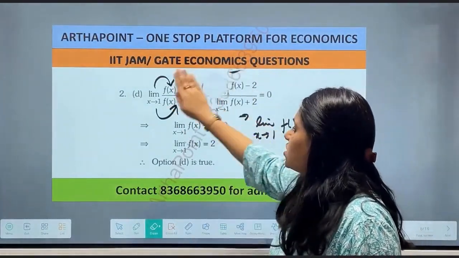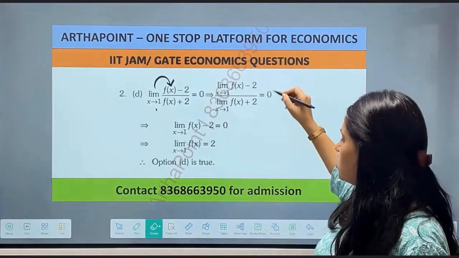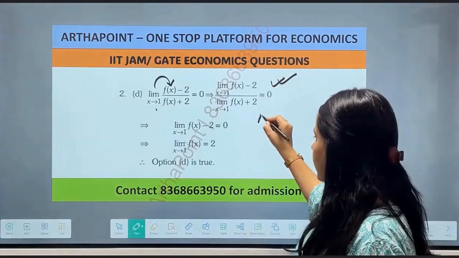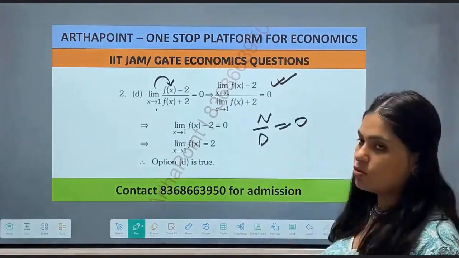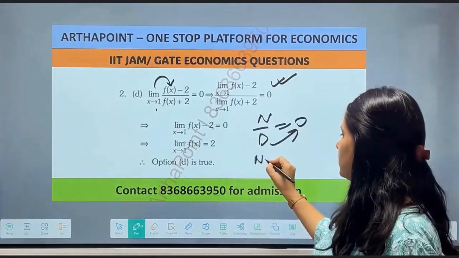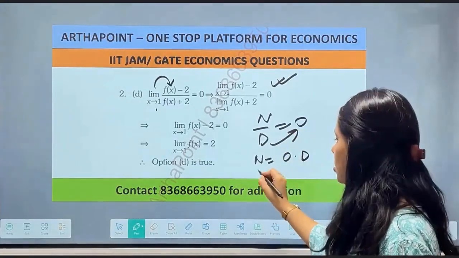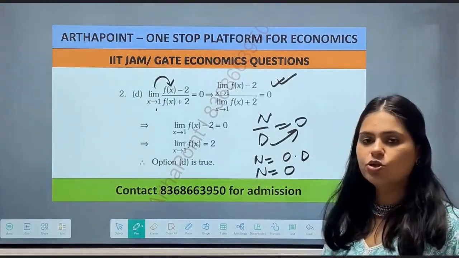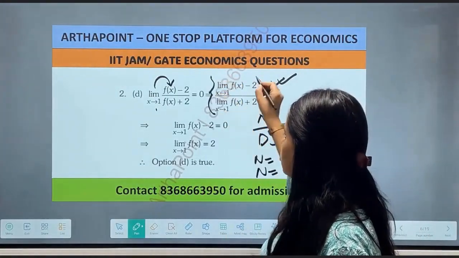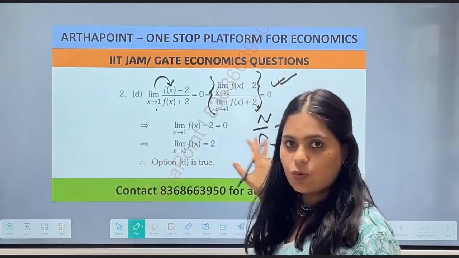Now beta, just notice that this is given to me that this is equal to 0. This is equal to 0. So beta, if numerator by denominator is equal to 0, can I just take denominator here? Yes, ma'am. So numerator will simply be 0 into denominator. 0 into denominator means 0 only. So that means I can simply equate numerator to 0. So that is what I have done in the next step. That if this fraction is equal to 0, that simply means that the numerator is equal to 0.